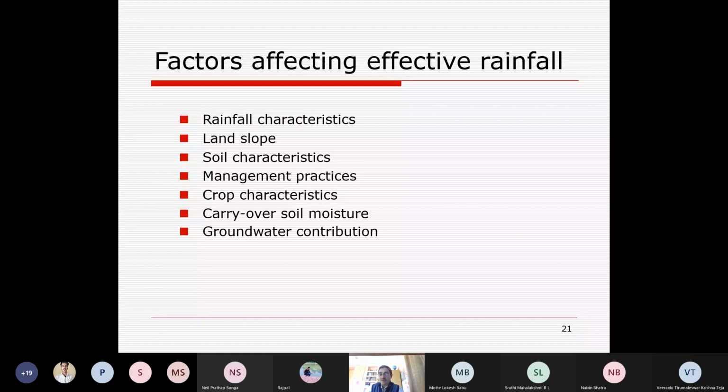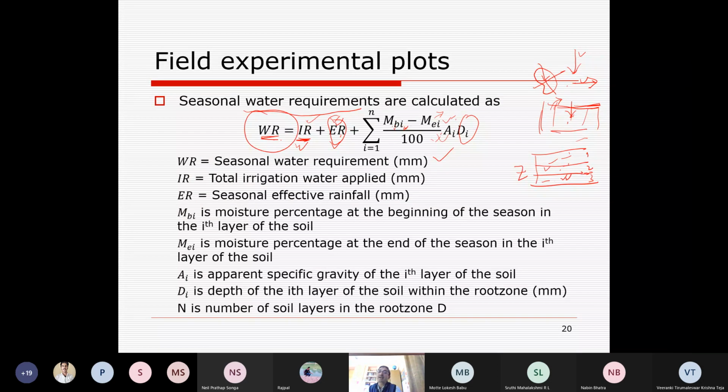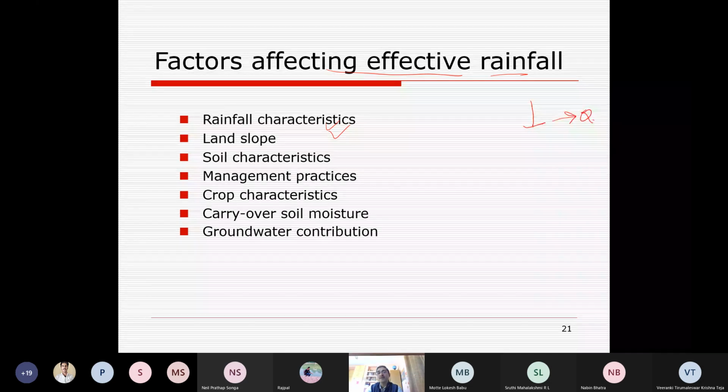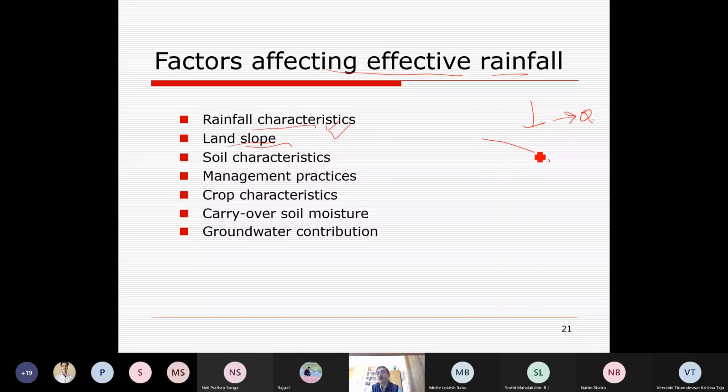Now, what are the factors affecting effective rainfall? Effective rainfall in terms of irrigation is the amount of rainfall water that supplies the need of the crop or plant. The factors are rainfall characteristics: if it is of high intensity it has no use, it will create more discharge or runoff. Then land slope: if it is sloping land, water will run off fast.